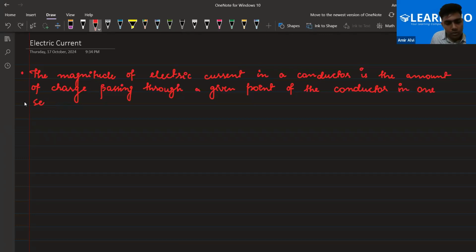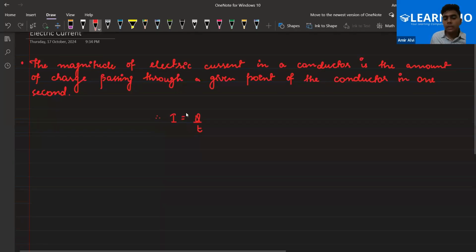Yes, sir. That's great. That is I is equal to Q by T. So this is the definition of the electric current in terms of the charge and time. Another general definition that we use in normal words is that the flow of electrons in a conductor is basically your electric current. Am I clear? Zainab, Mariam, and Abdul.